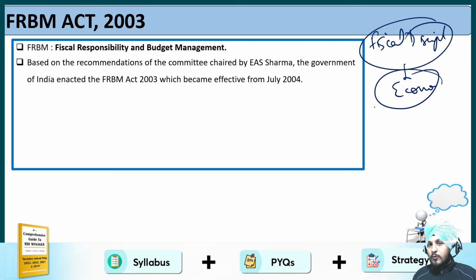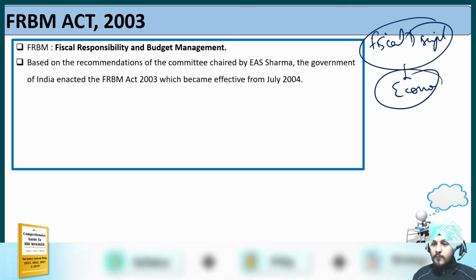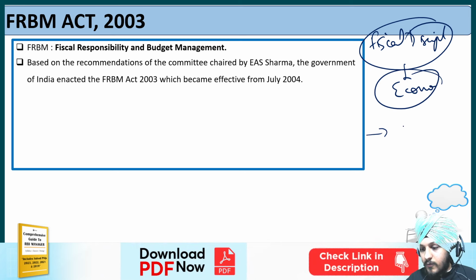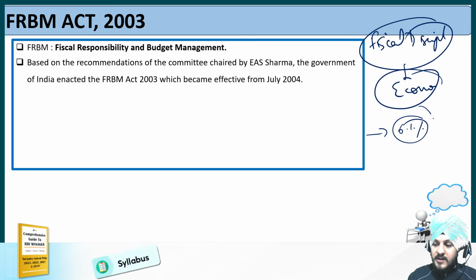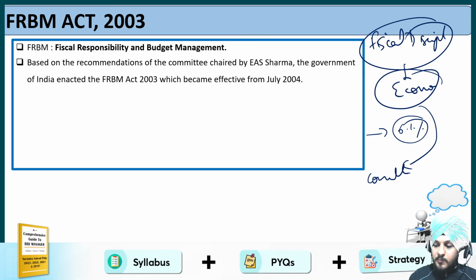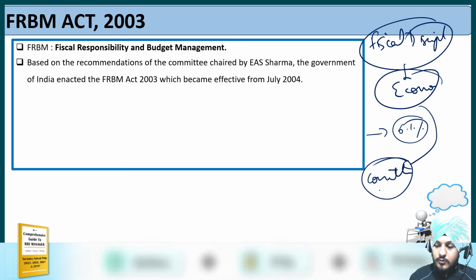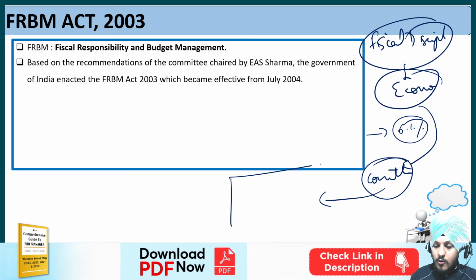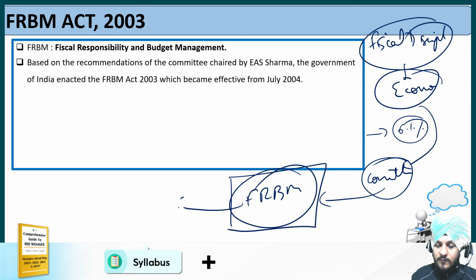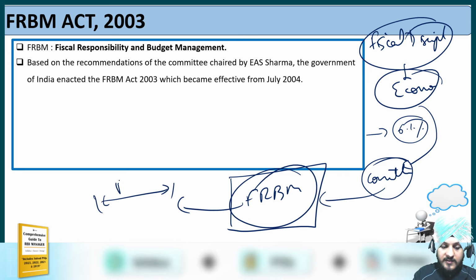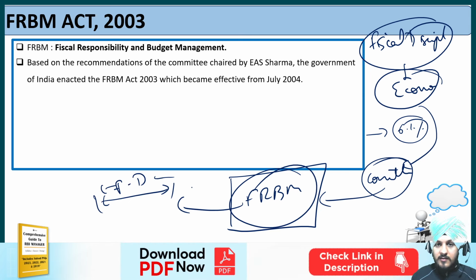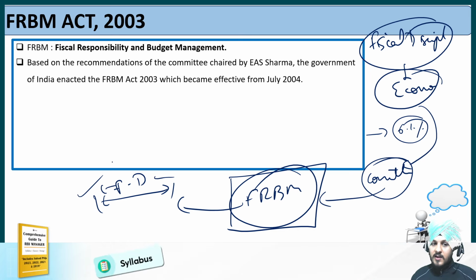So in the early 2000s, our country was facing a gross fiscal deficit of 6.1%. So the government thought that they should create an expert committee. On the basis of the recommendation of this expert committee, we will create a law, which is the FRBM Act, and this will help us and future governments to limit the fiscal deficit under a certain range.